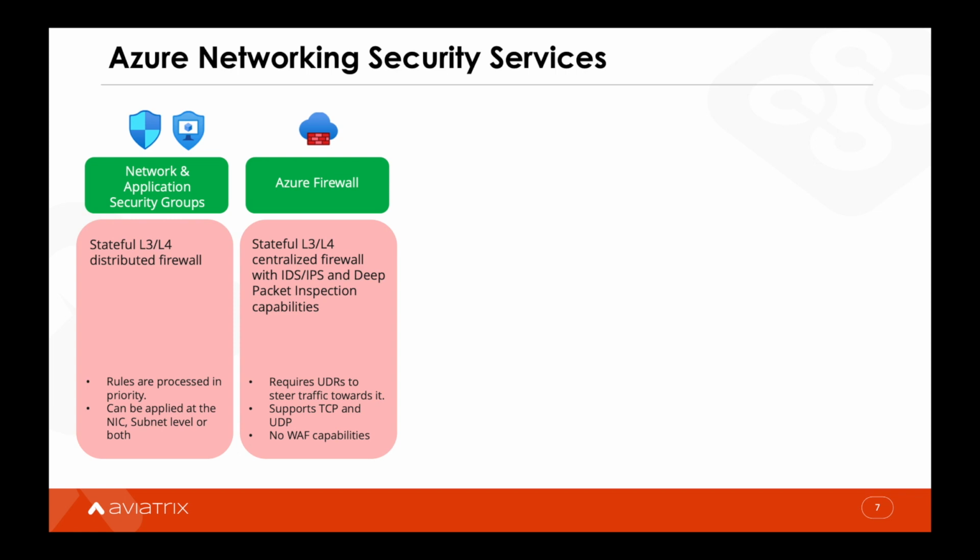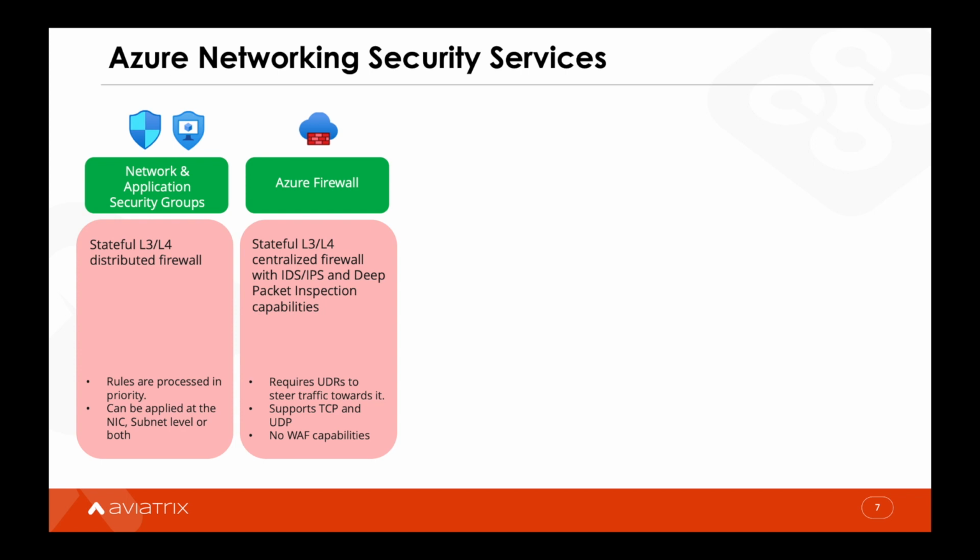In addition to the network security groups, Azure offers a centralized layer 3, layer 4 stateful firewall, which provides advanced capabilities like intrusion detection and prevention system functionalities. It also provides web browsing restriction based on web categories, fully qualified domain name filtering, and threat intelligence using Microsoft Security Graph.